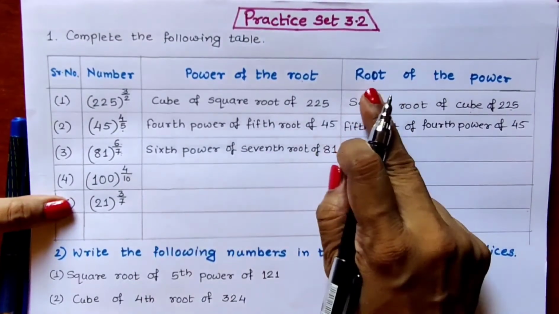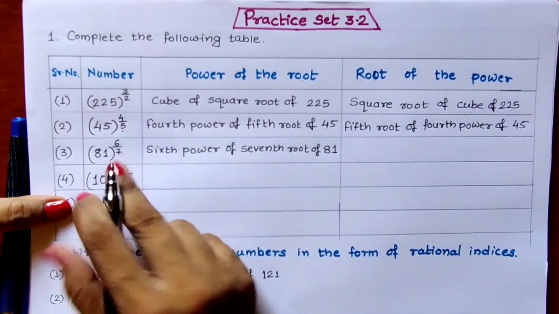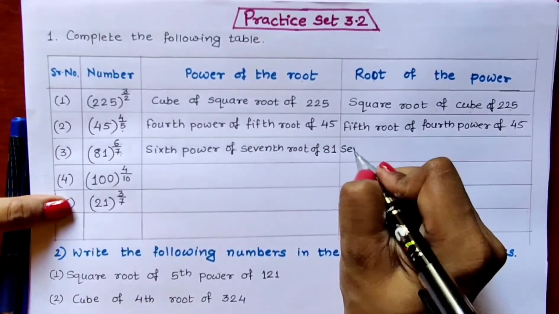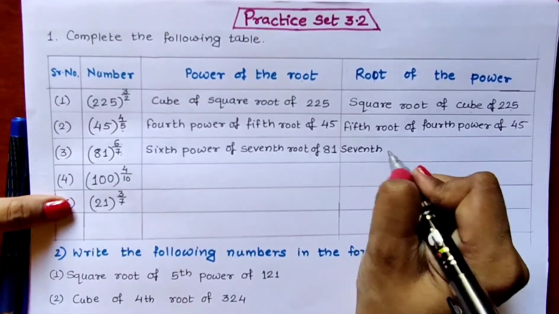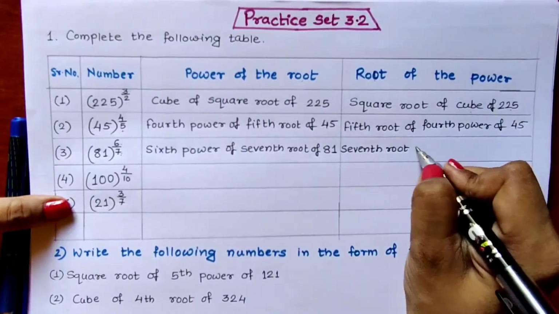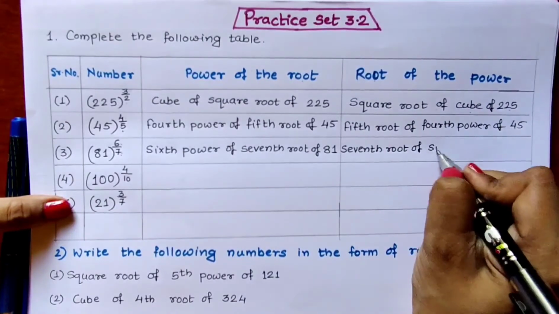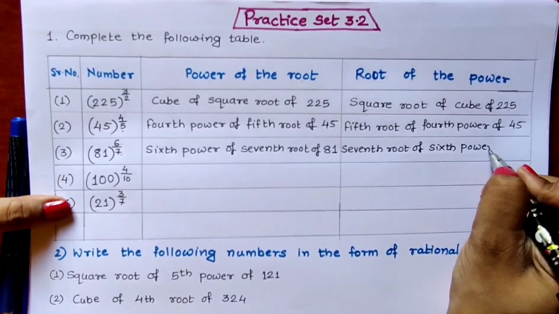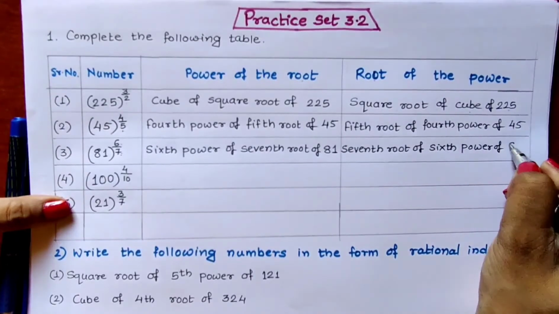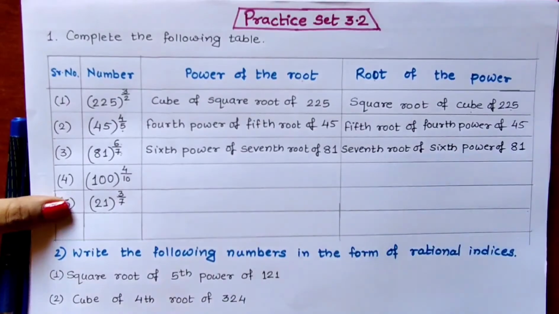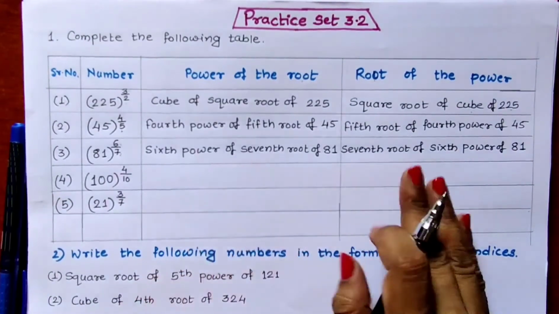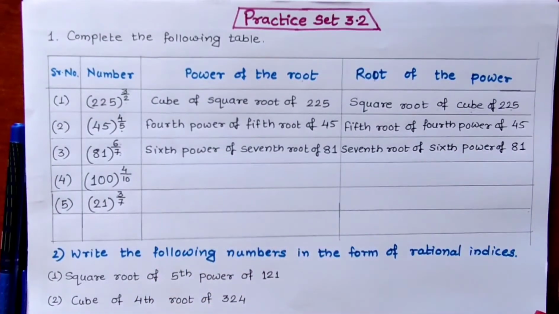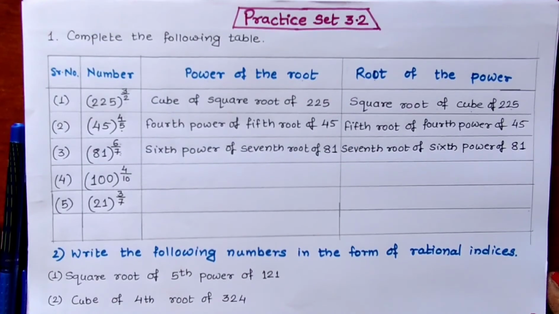Now first we have to write the root and then the power. So the root is 7. So we write the 7th root of the 6th power of 81. You can write this way also, this way also. Meaning is the same. Now let us write the third sum.